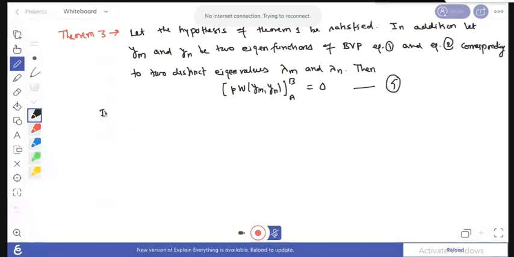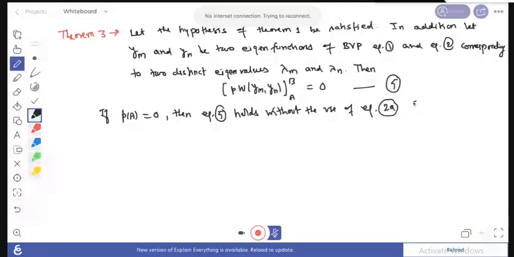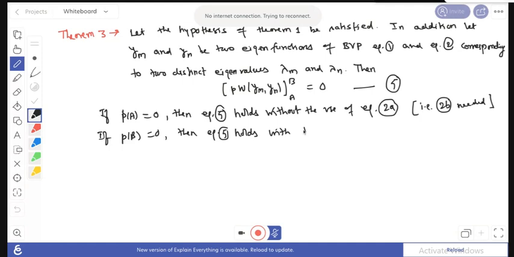If the functional value p(a) equals 0, then equation 5 holds without the use of equation 2a. This means you would need equation 2b. And if p(b) equals 0, then condition 5 holds without the use of equation 2b. This means only condition 2a will be needed.